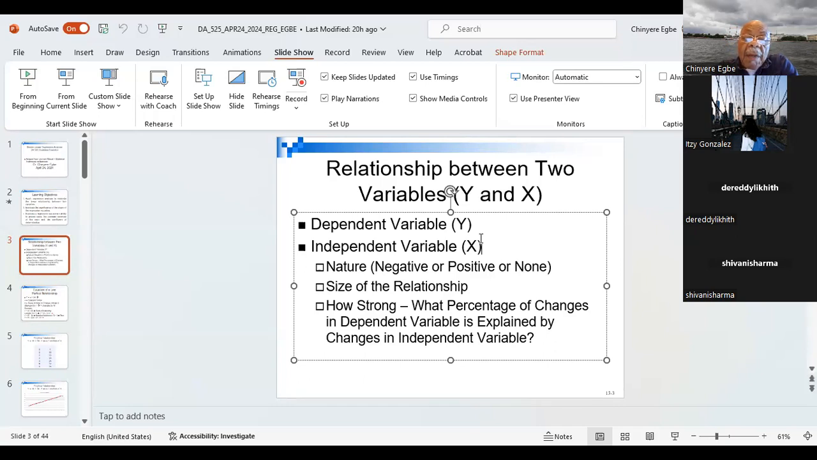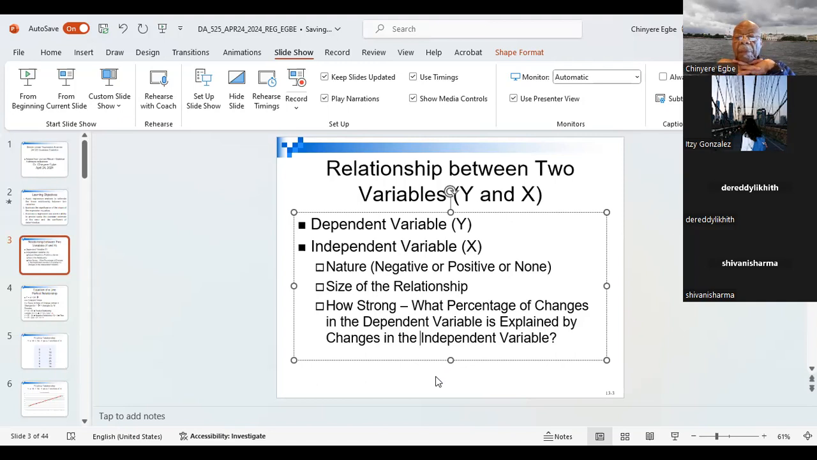Then, lastly, we ask ourselves, how strong is the relationship between the two variables? Which is to say, what percentage of changes in the dependent variable is explained by changes in the independent variable? These are the things we're going to look at. So then, what is it that we are really talking about?